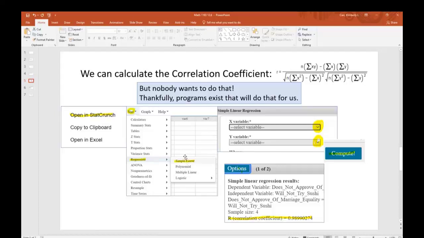Once you click Simple Linear, you get a new dialog box that opens that has a lot of choices, but you don't need to fill everything in. If you only need R, then the only thing you need to do is the top two options, which will say X variable and Y variable.